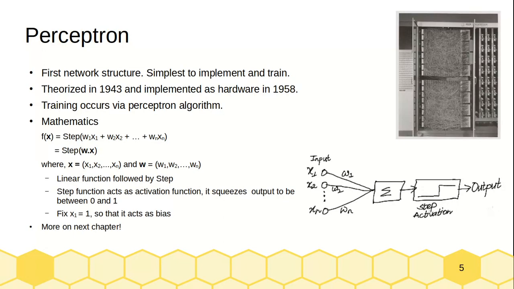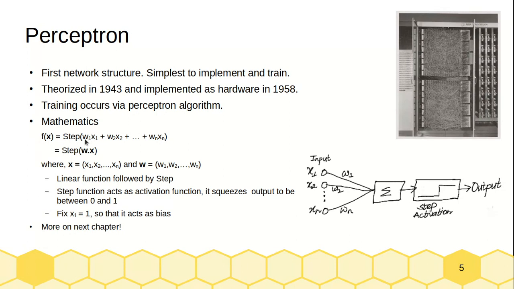It was theorized during 1943 and implemented as hardware in 1958. So this picture on the right represents the perceptron implemented during 1958. They have a unique algorithm called the perceptron algorithm that trains the perceptron, and it is different from the backpropagation algorithm that we usually use.